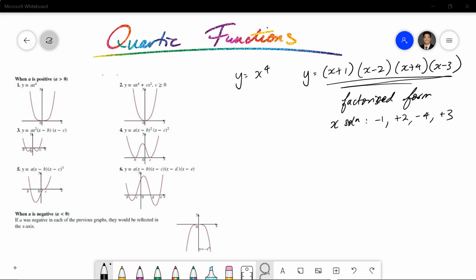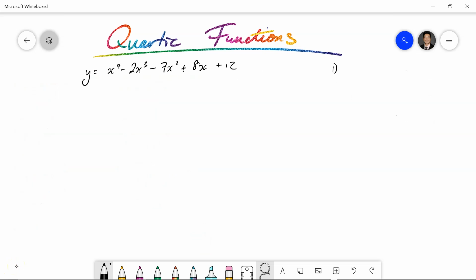So the quick rule of thumb here is that you would want to work out your x-intercepts by factorizing the polynomial, and you could look at the factor theorem, finding out solutions, and going from there. So we'll go through an example now. So first thing, you want to get your y-intercept. Second thing, you want to get your x-intercepts, and then we can go from there.